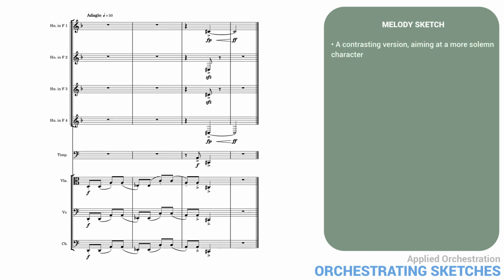Now let's do a contrasting version, aiming at a more solemn character. Here I've transposed the melody down 2 octaves in the violas and doubled it 2 octaves lower in the cellos and basses to make it rather heavy.